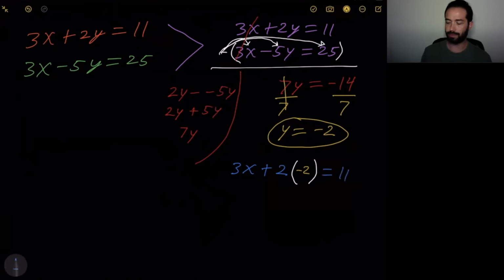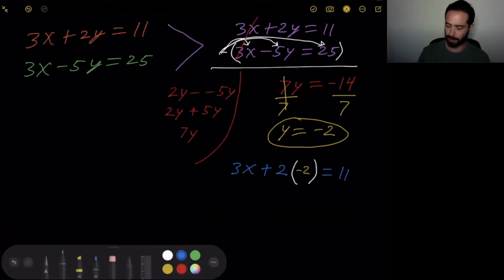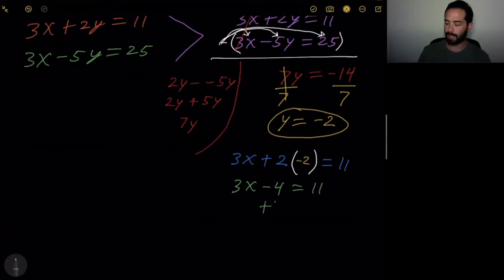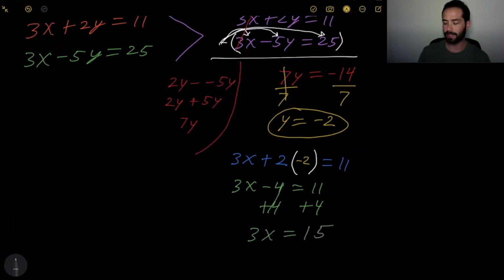Equals 11. So notice when I plug in, I use parentheses to make it very, very clear. So we have 3x plus 2 times negative 2 equals 11. Notice now you only have one variable in this equation, and that would be the x. Okay, so let's solve it up. 3x minus 4, because 2 times negative 2 is negative 4, equals 11. Now we're going to add 4 to both sides. Balance it out. Negative 4 plus 4 is 0, and we have 3x equals 15.